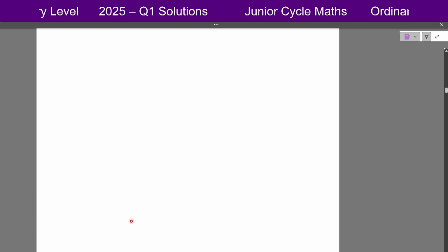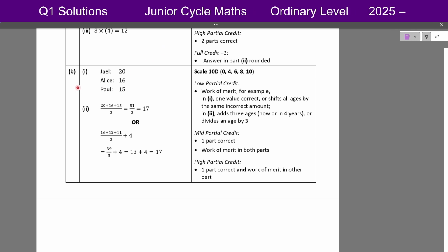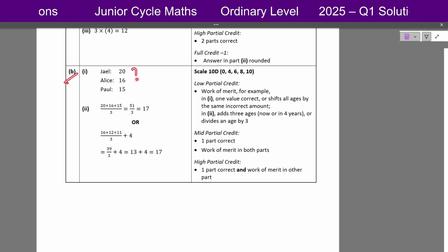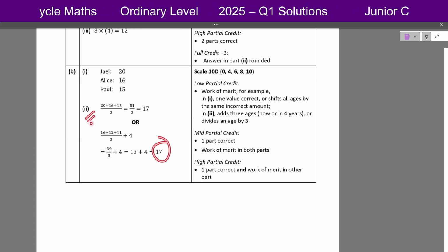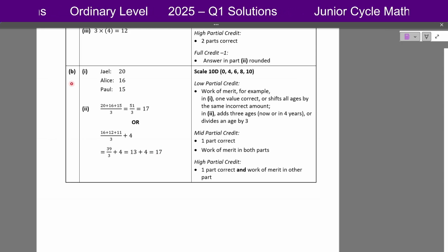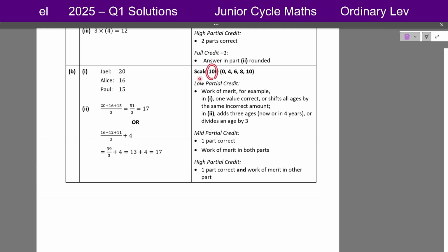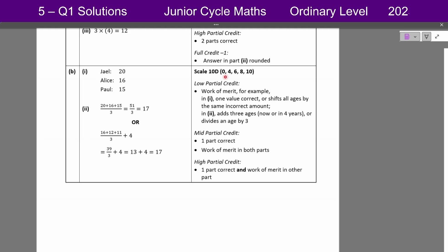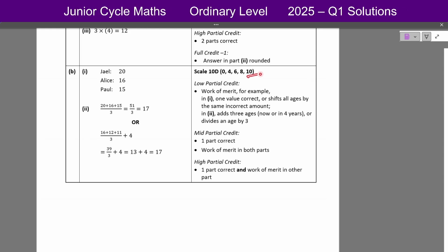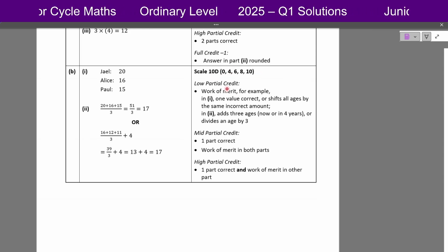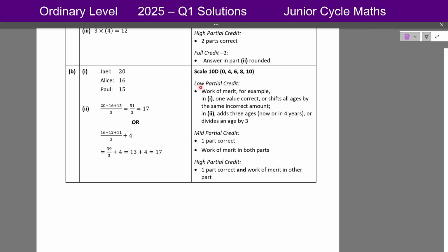Now for section B of Q1, also here are the answers for the first part, and here is the answer 17 for the second part. The section B is on the scale of 10D, which means that we have 10 marks with 5 subcategories. We have the full mark, we have 0 credit, and we can get 4 out of 10 in the case of low partial credit.